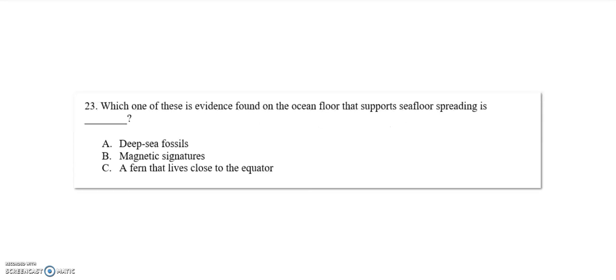Number 23. Which one of these is evidence found on the ocean floor that supports seafloor spreading? Is it A, deep sea fossils, B, magnetic signatures, or C, a fern that lives close to the equator? So what did scientists find on the ocean floor that supports seafloor spreading?